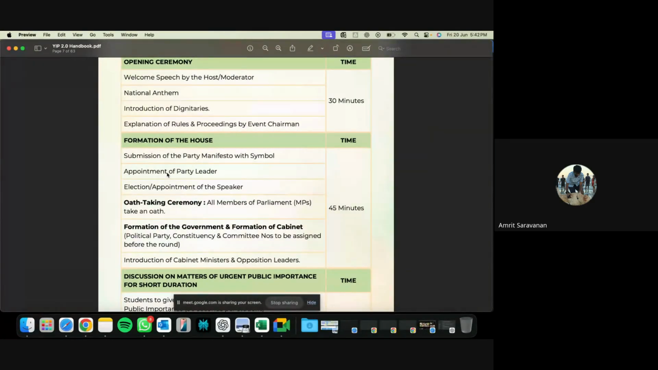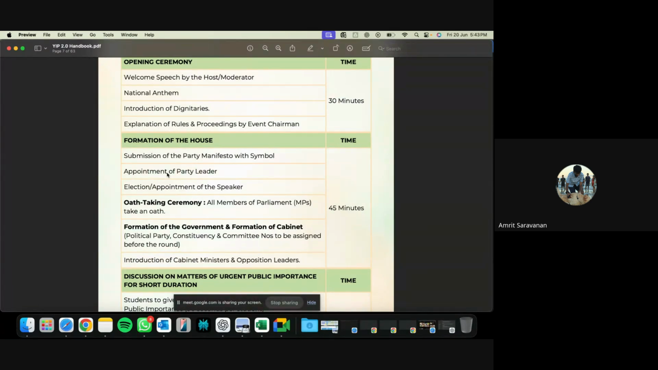After the opening ceremony comes the formation of the house, which is where the parties will be formed. Later today, we will be sharing three things with all of you: which party you belong to, which constituency you belong to, and which committee you belong to. These will be allotted by the end of the day and shared on the group. Once that is done, you will begin preparation in line with that information.